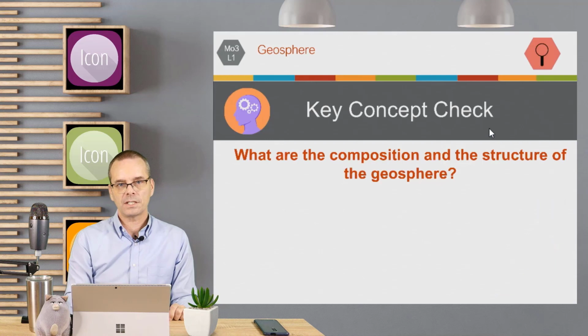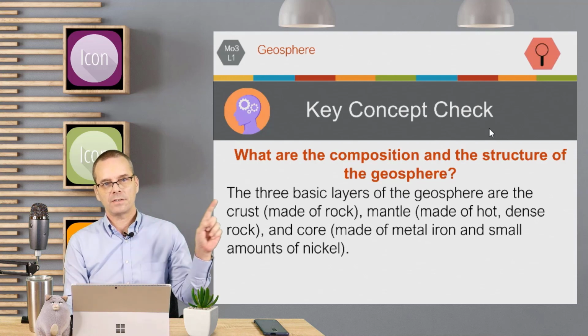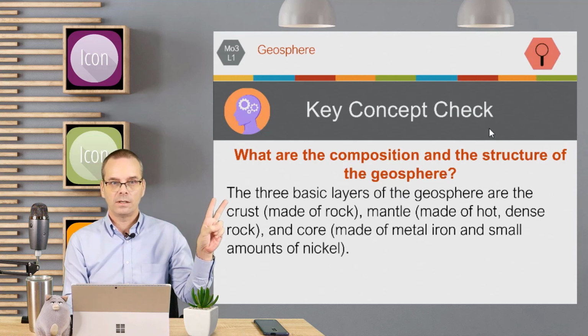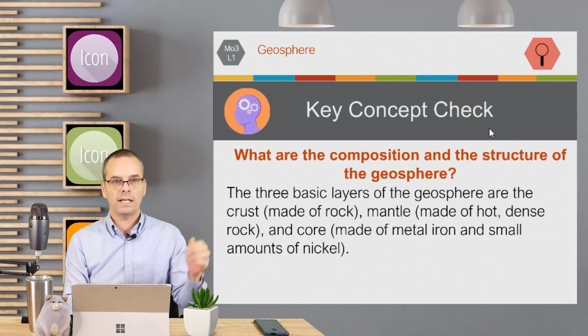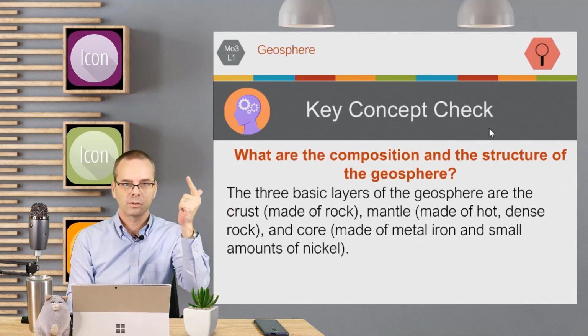So what are the composition and the structure of the geosphere? Well, there are three basic layers of the geosphere. The crust, made of rock, the mantle, made of hot, dense rock, and the core, made of iron and small amounts of nickel. So again, crust, mantle, core.